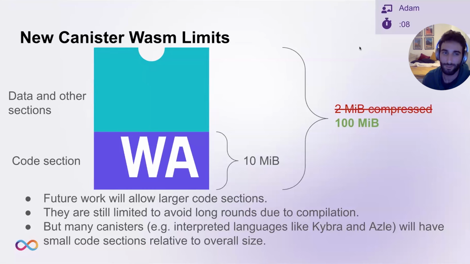But even with this 10 megabyte code section limit, a 100 megabyte canister is still reasonable and would be useful in a lot of situations. For example, if you have an interpreted language, like if you're using Kybra or Azul to do TypeScript or Python, you probably have a situation where the WASM code section is really just a Python or JavaScript interpreter, and all of your Python code is in the read-only data section of your WebAssembly module. So there are probably a lot of real-world situations where you have not a giant code section, but a lot of other things in your data sections.